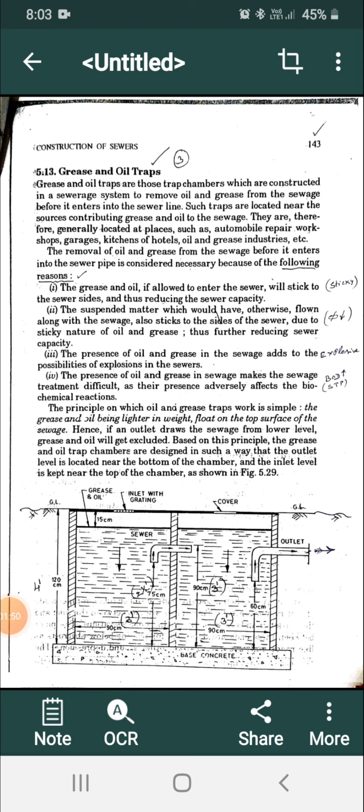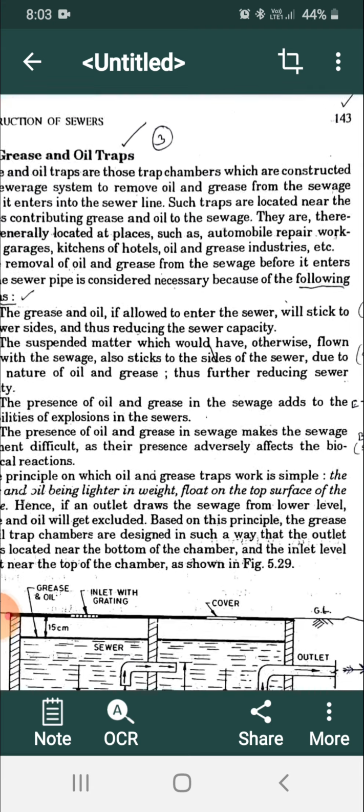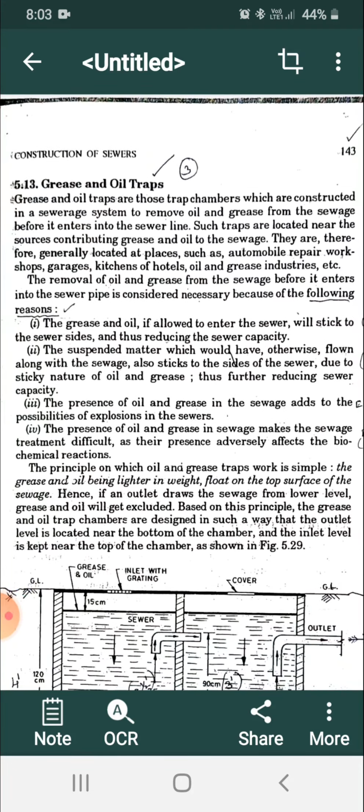These traps are provided along with the sewer line, the pipeline which carries the wastewater. This structure is called a grease and oil trap, or oil and grease trap. From kitchens, automobile service stations, garages, hotels, and a few industries, oil and grease is generated, and it mixes with the wastewater.